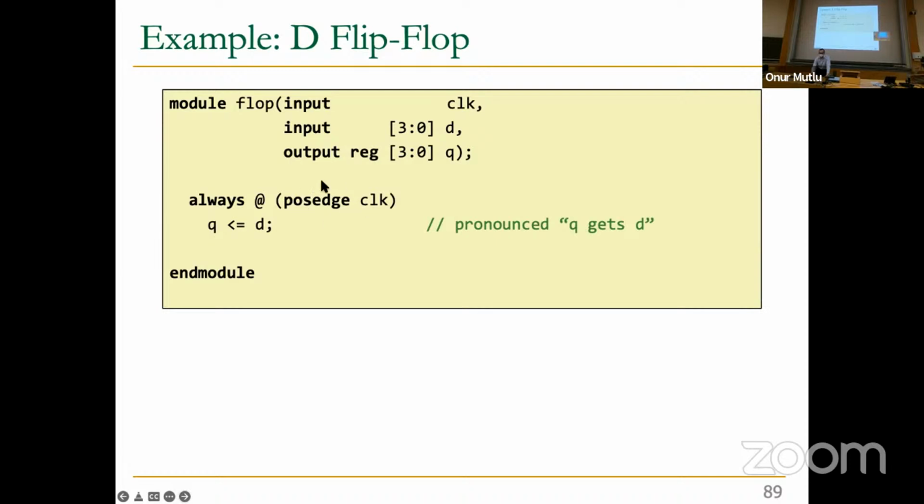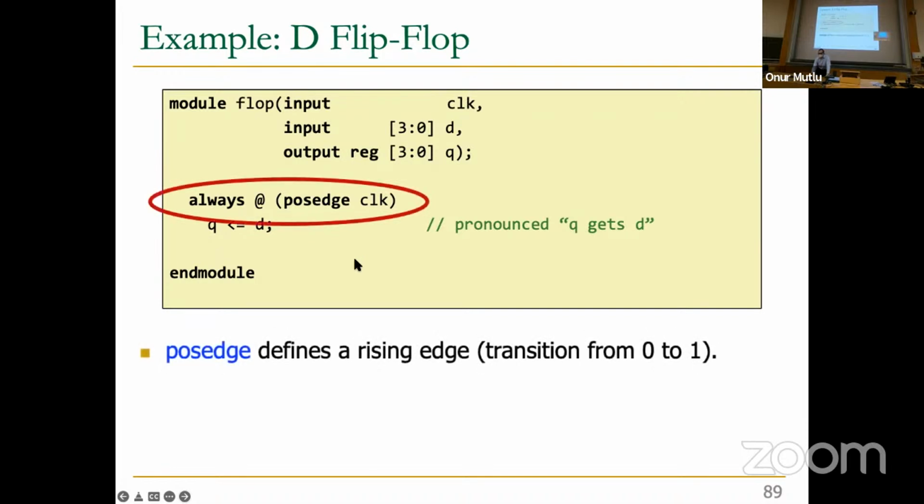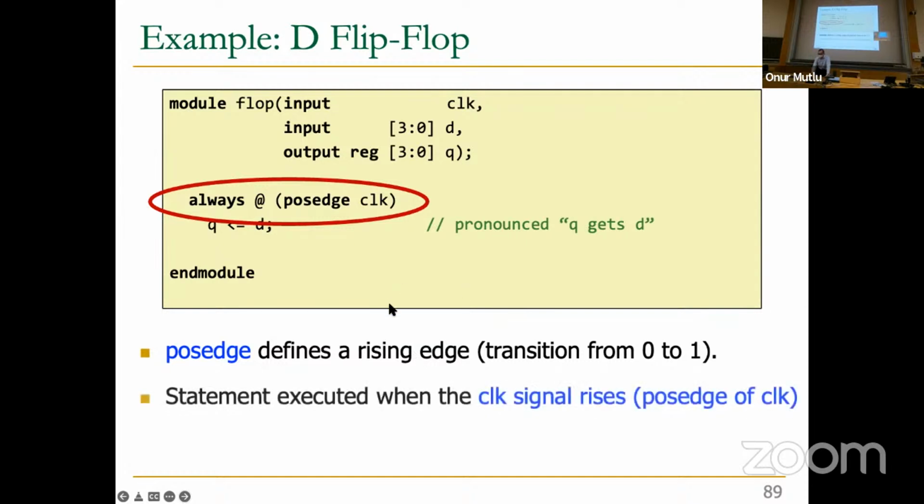So what we've done over here is always at the positive edge of clock, Q gets assigned D. That's it. And you can see that there's a special thing called clock. That's the input. Positive edge defines a rising edge, transition from 0 to 1. This is, again, part of the language. And the statement is executed when the clock signal rises.